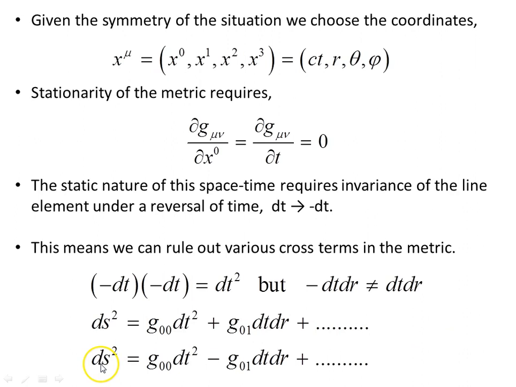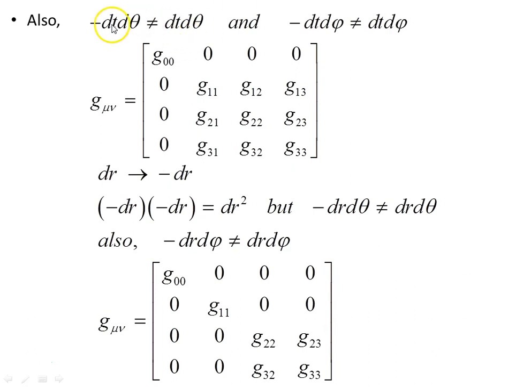But under time reversal, we get a different line interval. We get this one here with a negative here. So under time reversal, this line interval is not invariant. And that means we can rule out these cross terms. And we'll see more of those shortly. Also, negative dt d theta does not equal dt d theta, and the same with negative dt d phi does not equal dt d phi. So we can rule out these elements here and these ones here.